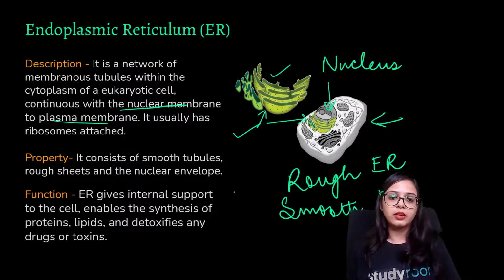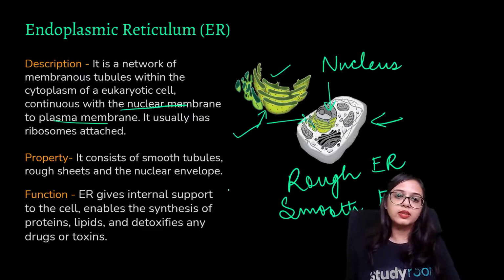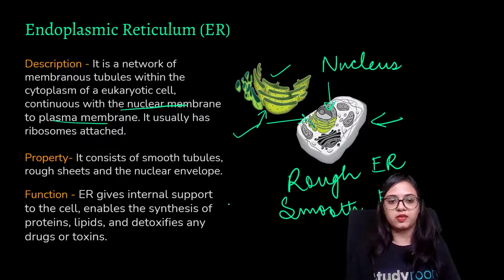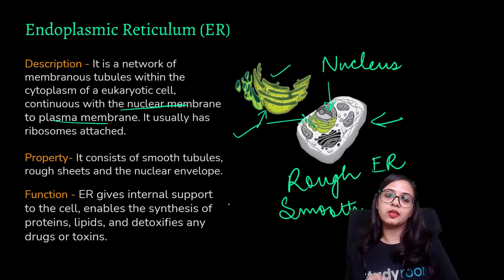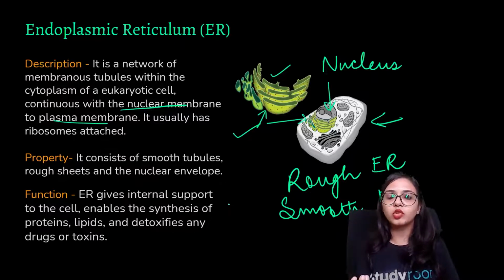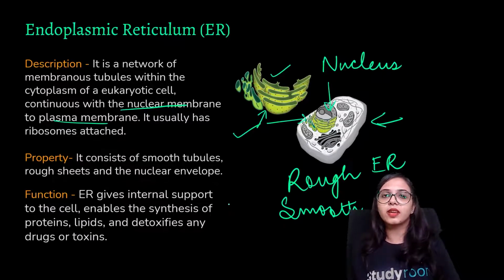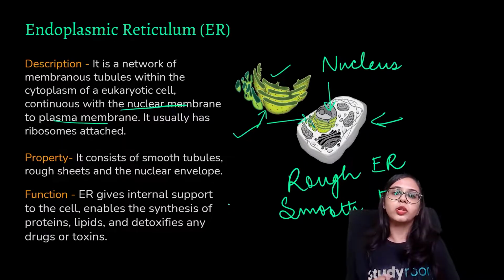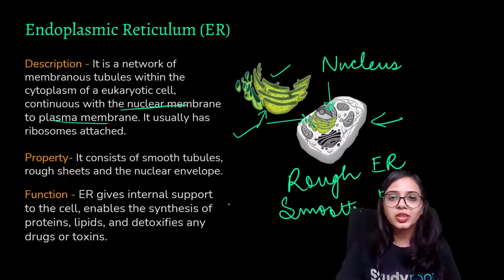ER gives internal support to the cell. It enables the synthesis of proteins and lipids, and detoxifies any drugs or toxins. So at first you may think that there are a lot of functions to remember, but when you try to divide each component, when you try to visualize each component, where its location is in the cell and how it looks, slowly and gradually those functions will come to your mind by themselves. So please remember the importance of visualization.